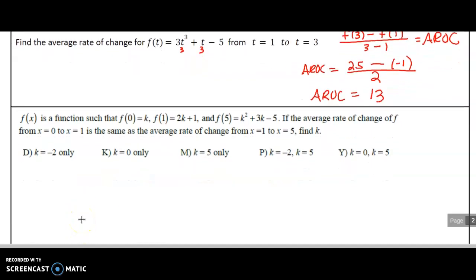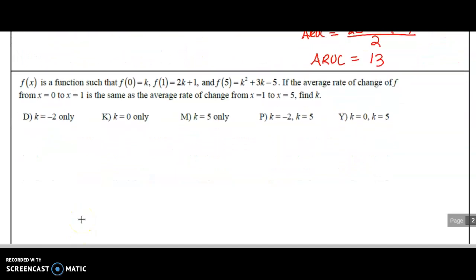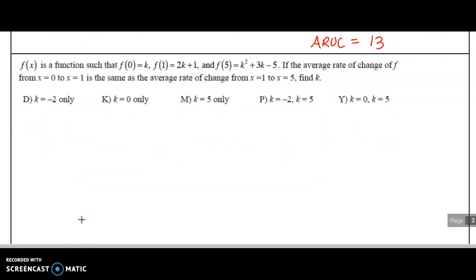All right, my last one, this looks kind of complicated, huh? So f is a function, so we know f of 0 equals some unknown number, so it looks like they're introducing k's. F of 1 equals that, f of 2 equals that. If the average rate of change of f from 0 to 1 is the same as the average rate of change from 1 to 5, find k.